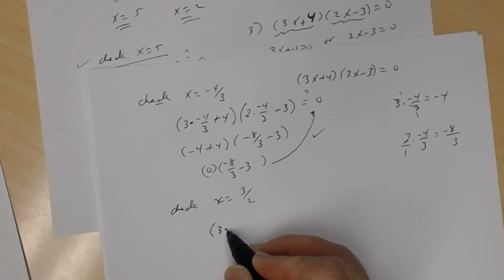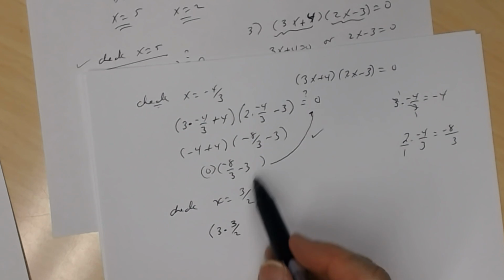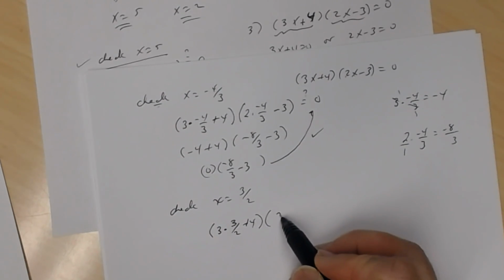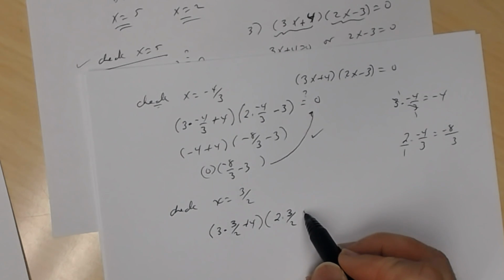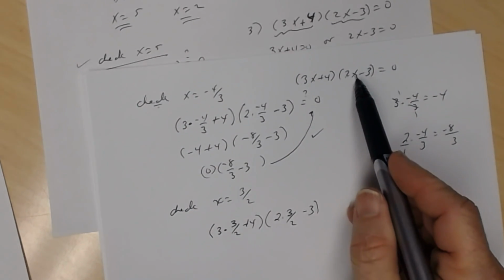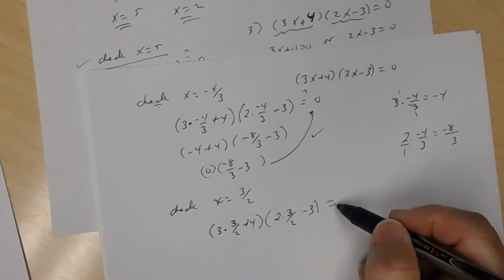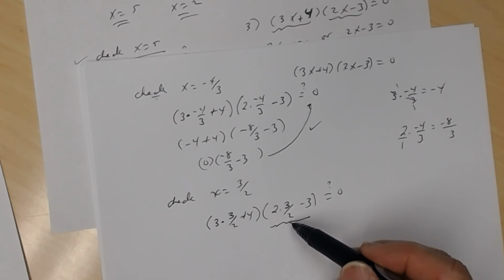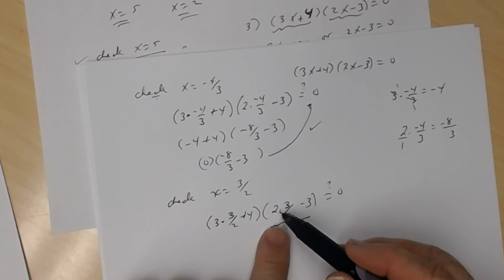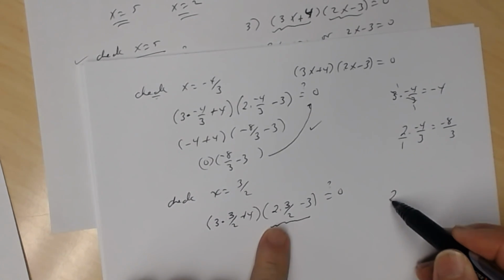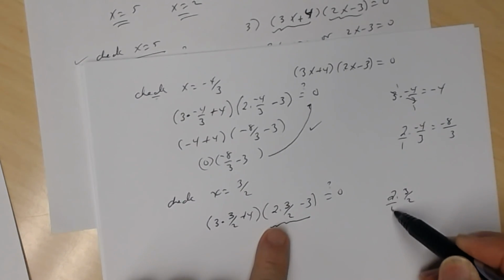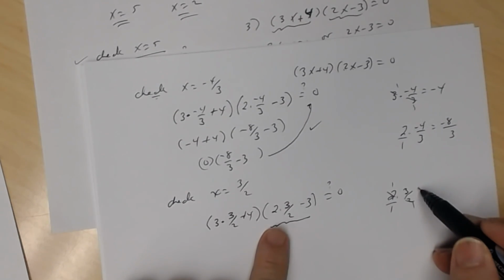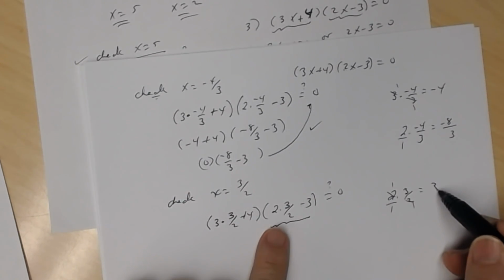I get 3 times 3/2, remember x is 3/2, plus 4, times 2 times 3/2 minus 3. And I want to see if that's going to equal 0. So I want to look at this in particular, this right here. Remember, do multiplication before you do subtraction. 2 times 3/2, remember that's 2 over 1. The 2's reduce, and you get 1 times 3, which is 3.